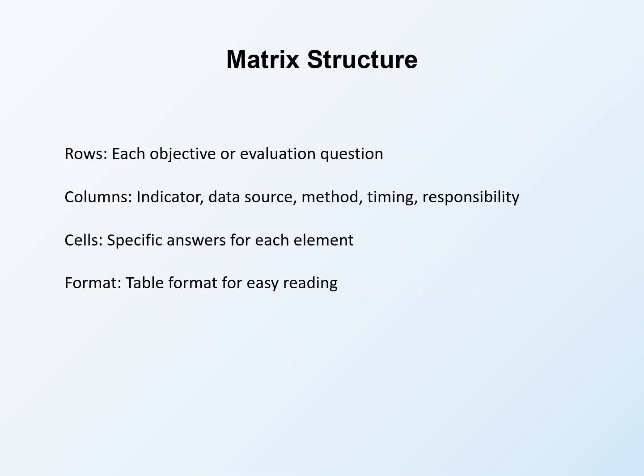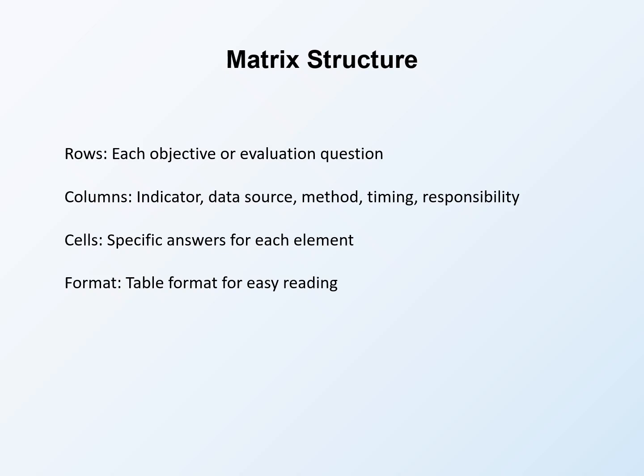Matrix structure organizes information systematically. Rows represent each objective or evaluation question. Each row focuses on one thing you want to evaluate. One row per objective keeps the matrix organized. Columns represent indicator, data source, method, timing, and responsibility. Standard columns ensure you address all elements. Additional columns can be added as needed.